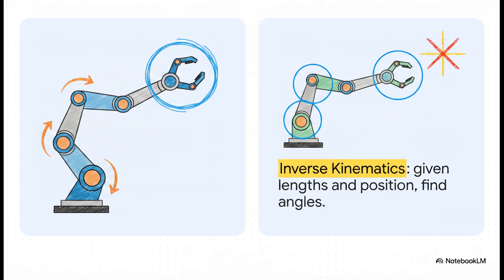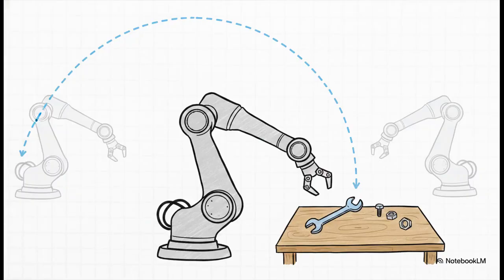You start with the desired XYZ position in space, and you have to do the math to calculate the precise joint angles required to actually reach that spot. Let me break down why understanding inverse kinematics matters so much. It is literally the fundamental key to path planning.